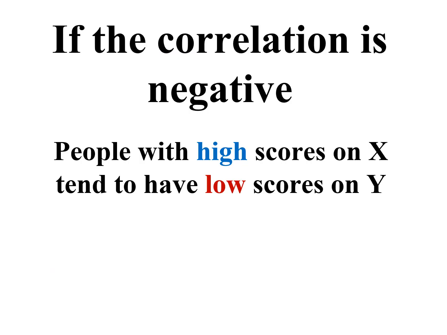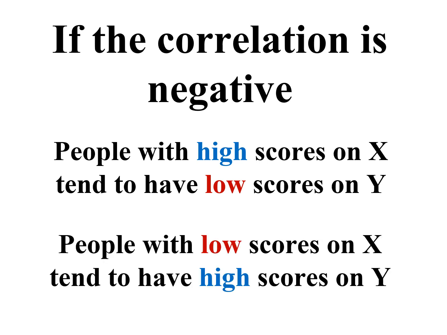So to sum up, if the correlation is negative, people with high scores on x tend to have low scores on y. And people with low scores on x tend to have high scores on y.